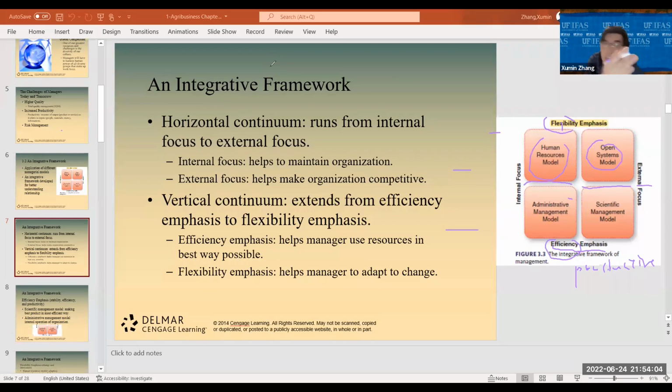Also, from the horizontal line, you will see it calls like internal focus, right? Inside your organization. This is more connect to the outside. If we talk about the scientific management, whether there are new technology we can use from outside, whether we have new ideas, all right? New customer demand. Try to get the feedback from the environment. This is the open system. We open our system. This is not a closed system. It's an open system. All right.